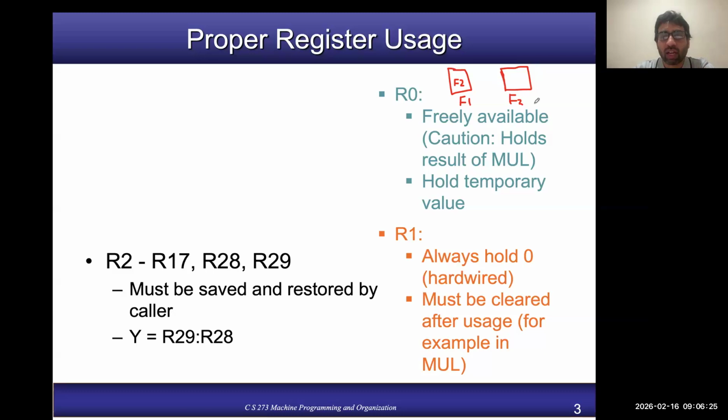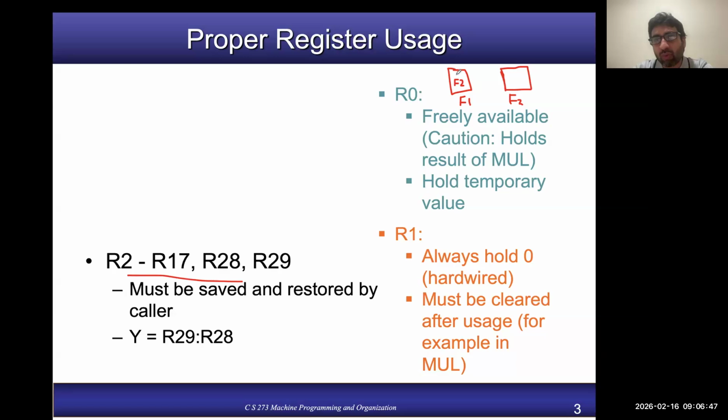But here we don't have a compiler. At most we have an assembler, right? So that's why, when function F1 is calling function F2, and here we are saying F1 is the caller and F2 is the callee, it is the job of the caller function F1 in our example to save and restore these registers. What does it mean?